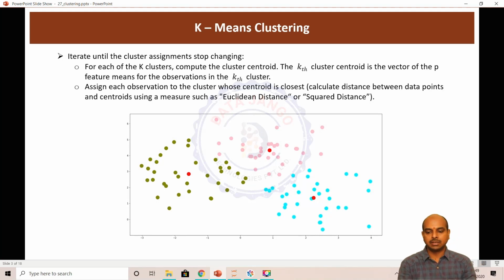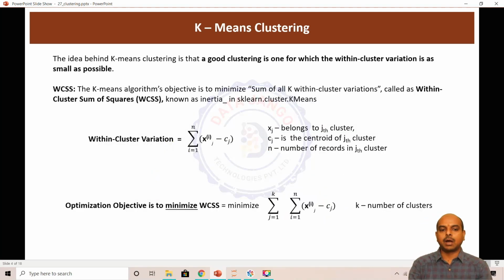In the coming session, we will understand how to choose k and what the error metrics are to look at, whether the centroids got assigned properly or not, or clusters got assigned properly or not.